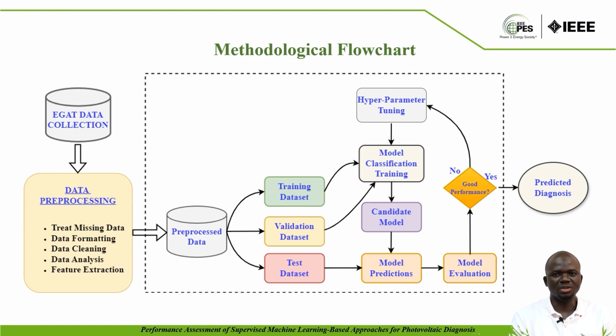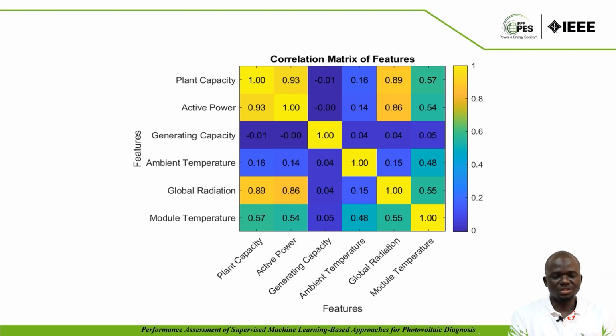So this shows us the correlation matrix of this data set. This reveals the underlying relationship and interdependencies of the features that were collected in this research: plant capacity, active power, generating capacity, ambient temperature, global radiation, and module temperature. It's obvious from the charts that global radiation shows a strong positive correlation between global radiation and active power and plant capacity. This implies that the amount of sunlight that directly reaches the solar PV farm is directly proportional to the amount of power that is generated, which makes sense.